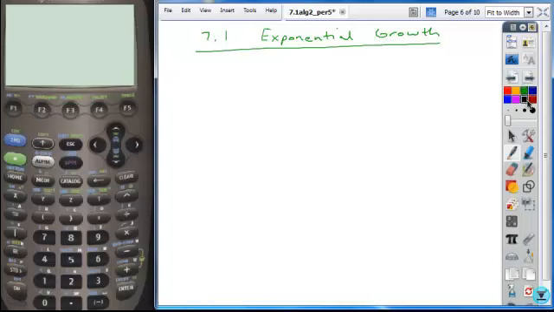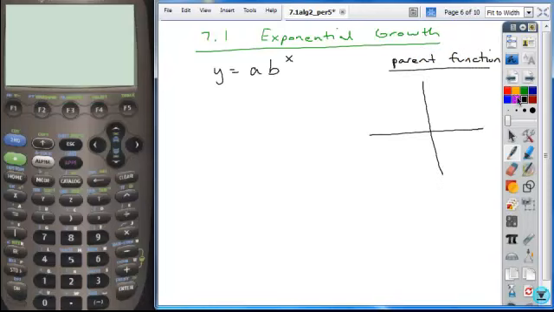Okay, so let's talk about what the exponential function looks like. And so here is the basic parent function. The way that our exponential growth model looks is this: the value b is called a growth factor.